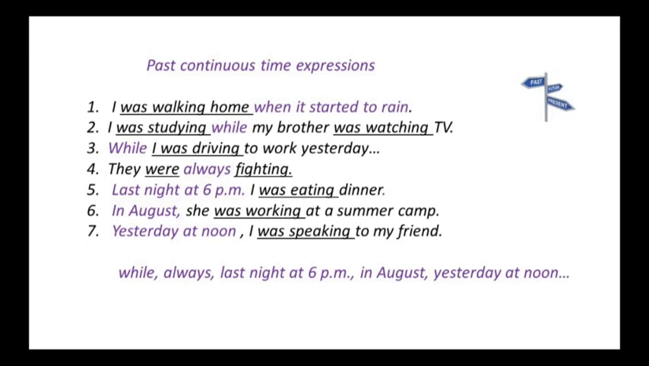So, the past continuous time expressions are while, like in the second sentence, for two actions in progress happening at the same time, or like in the third sentence, when the past continuous tense is used for a background of a story, for example. Always, last night at 6 p.m., in August, yesterday at noon, or any other specific time. Now pay attention to the first sentence. The past continuous is used for progressive action, which is interrupted by a simple past action.